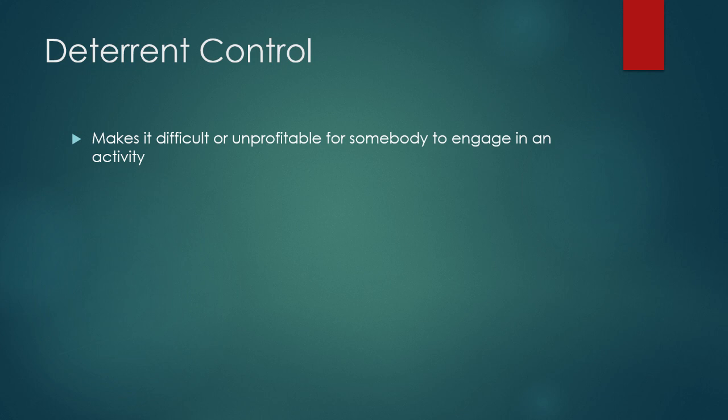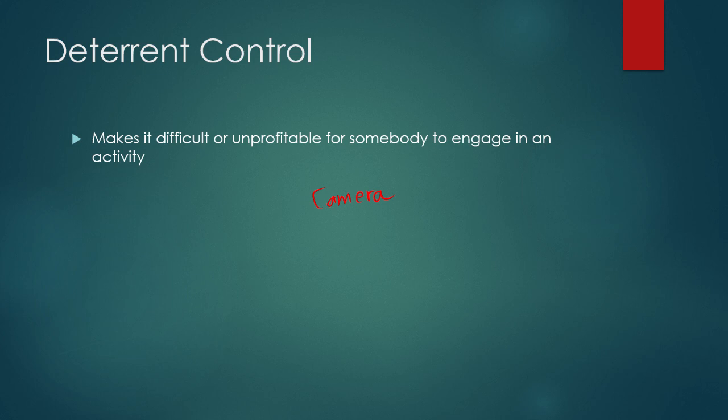We also have what we call a deterrent control. So a deterrent control doesn't stop you, but it makes it difficult for you to do something. So a deterrent control could be a fence, or it could be a security camera. If you see a security camera on a building, you might think twice about breaking in, because somebody might catch you. The fence, you can climb a fence, but it's less likely.